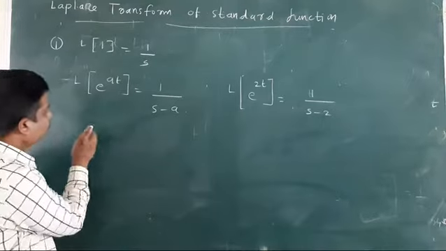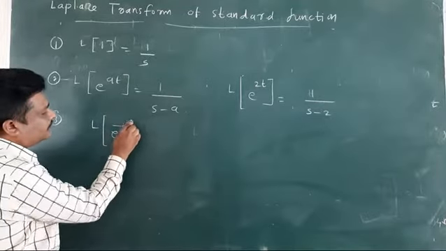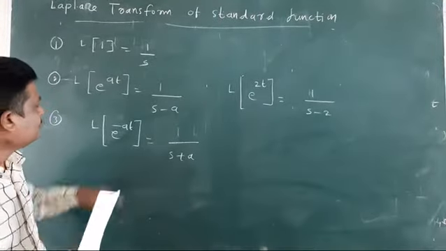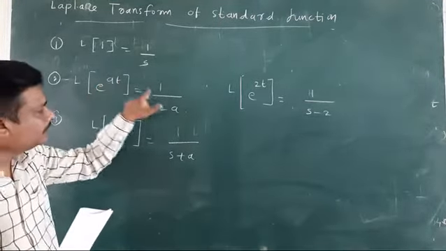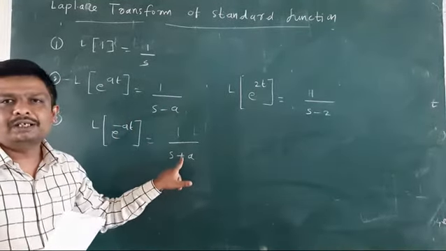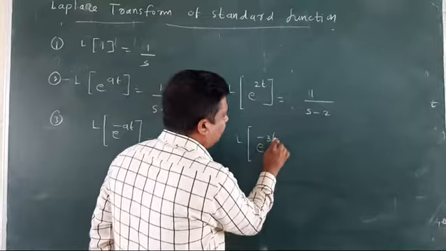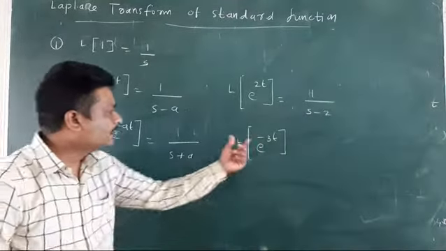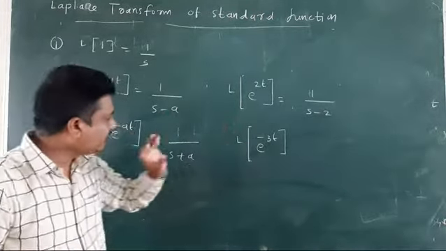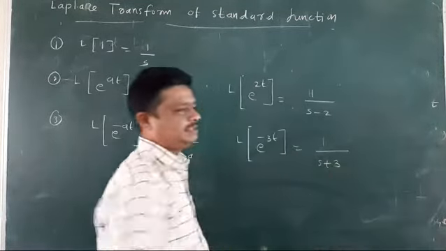Similarly, I will take the third formula, that is L of e to the power of minus at. So this is 1 upon s plus a. We can observe here, if it is e to the power of positive at, we are going to get s minus a. If it is e to the power of minus at, then we are going to get s plus a. Here also I will take one simple example. Find the Laplace transform of e to the power of minus 3t. I will compare this function with the standard function. After comparing, I get the value of a as 3. So the Laplace transform of this one is 1 upon s plus 3.